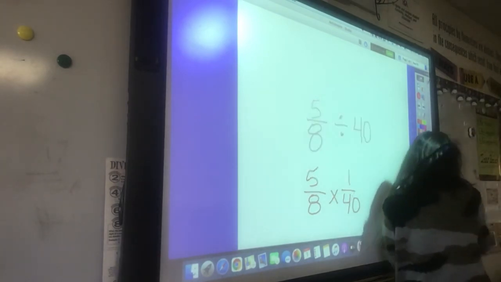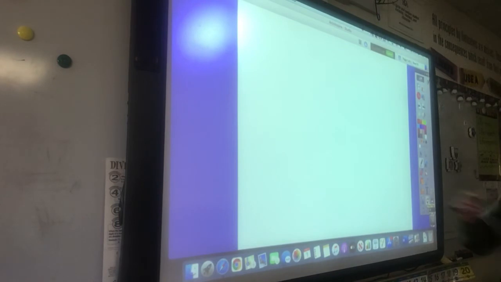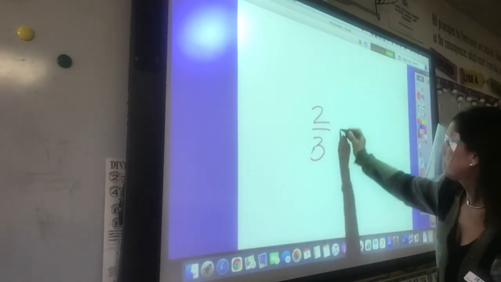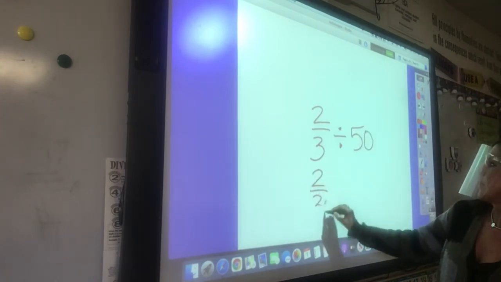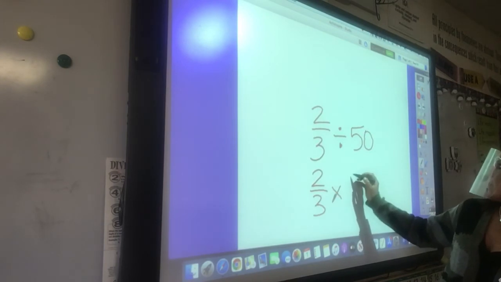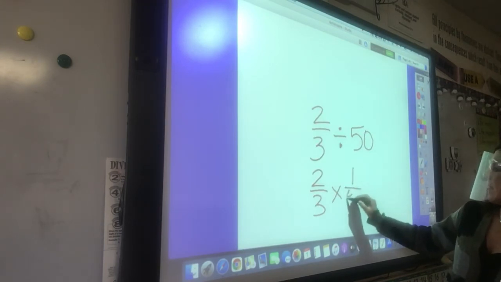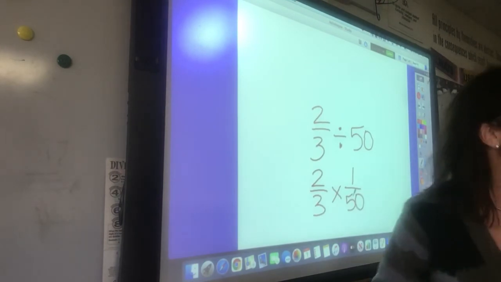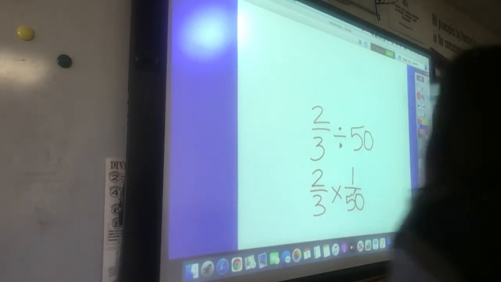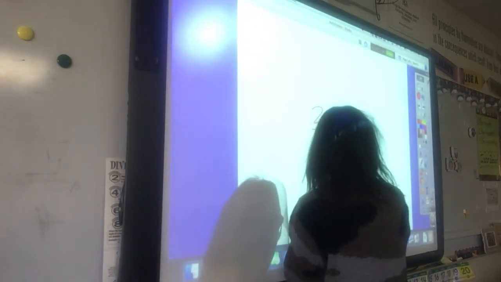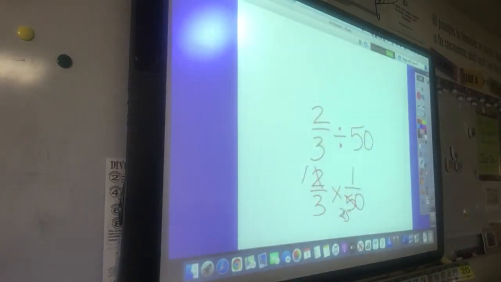Okay, let's do another fraction divided by a whole number. Let's do 2/3 divided by 50. So we're going to keep, change, and flip, and of course that would be 1/50th. The 50 and the 2 we're going to cancel. If you know how many quarters make 50 cents, then you know how to cancel 2 and 50. And so we multiply what we have left. So what would we get, Sarah Grace? 1/75. This becomes a 1, this becomes a 25, and all we have left is 1/75.